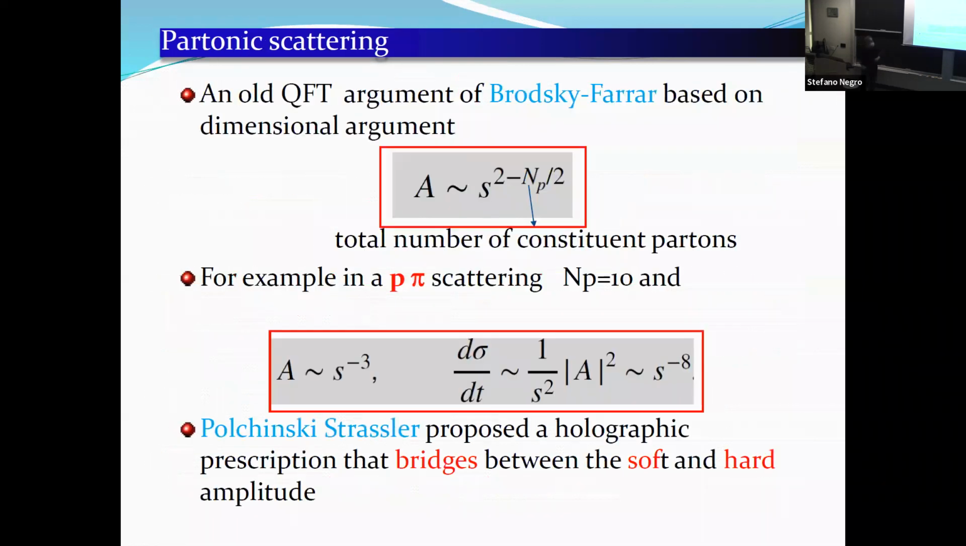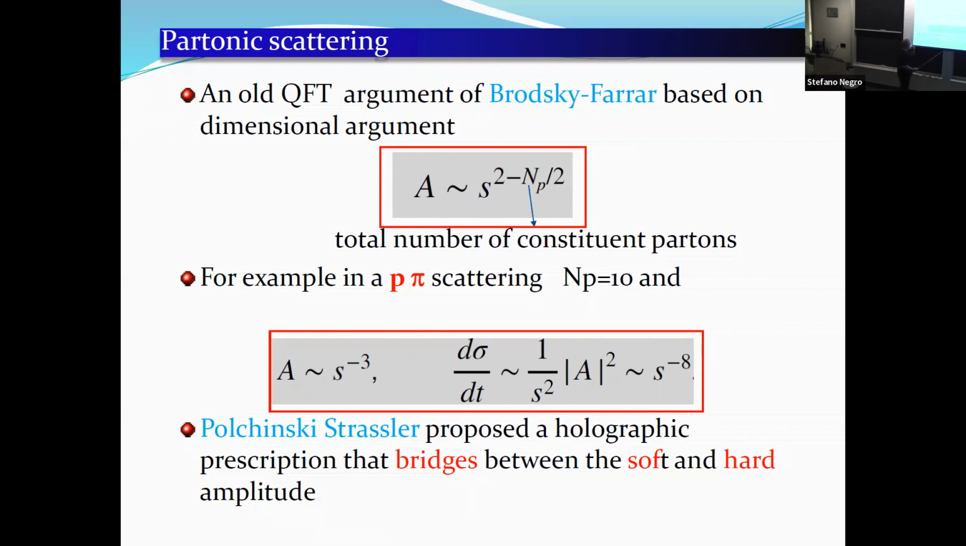And Brodsky and Farrar made an argument why the amplitude should be of this form, where N_P is the total number of partons. So, for instance, for pion nucleon scattering, we'll have N_P equal to 10, and then A will be S to the -3, and the differential cross section will be of this form.